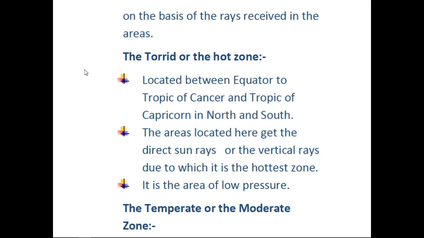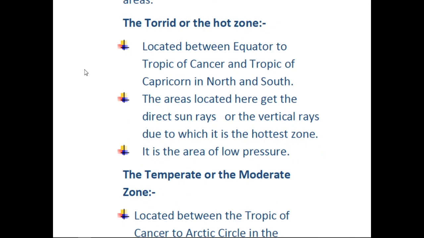When insolation is more over the area, or the direct rays are more over the area, then it is very hot, whereas where it is just moderate, the climate is moderate. Where the rays will be totally oblique or slanting, there it is the cold climatic condition which will be there in the frigid zone. Let us discuss all the heat zones. Based on these rays, the first one is the torrid or the hot zone.